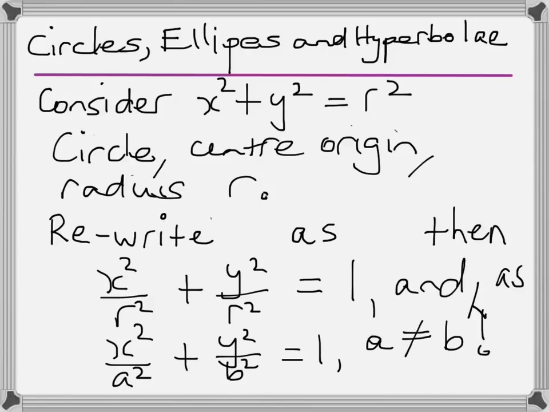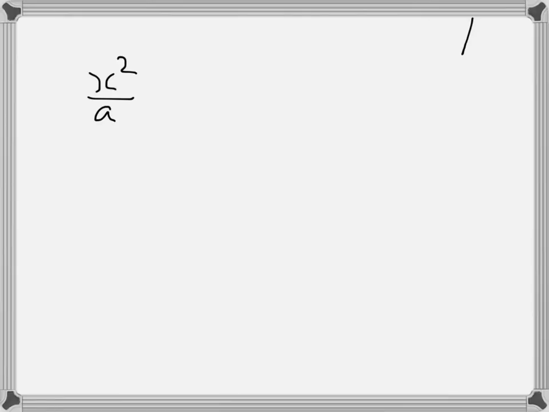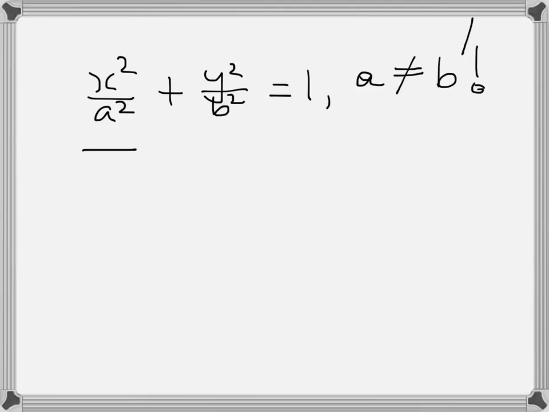Good heavens. Now we've changed it so that we've got a and b on the denominators. In fact, a squared and b squared, and a is not necessarily equal to b. That frees us up to make a bent circle, where if a is not the same as b, you've got yourself a squashed circle or an ellipse. Good heavens above. So, let's see what I've written here.